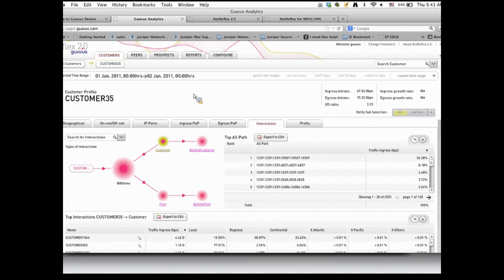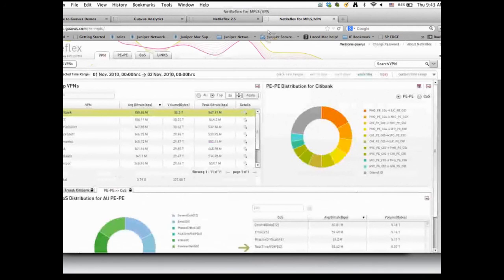Now, I'll explain more about network planning as I jump into the NetReflex MPLS VPN product, which is a nice segue into network planning. Okay. So the NetReflex MPLS VPN product, what does it do? The primary purpose of the NetReflex MPLS VPN is operational analytics. It's primarily used by network operators for network planning.